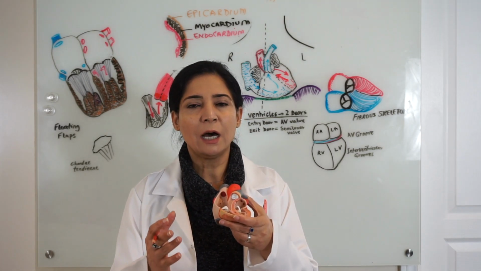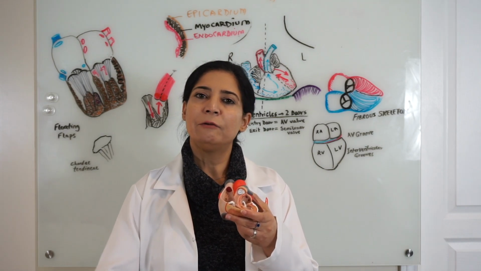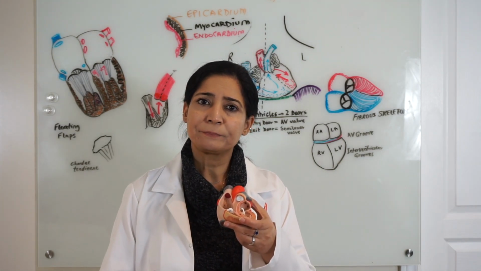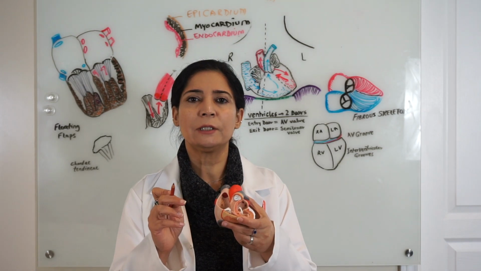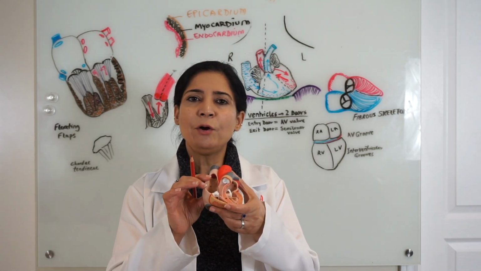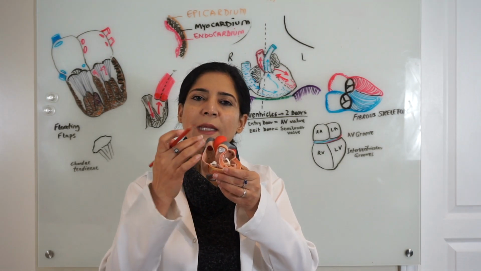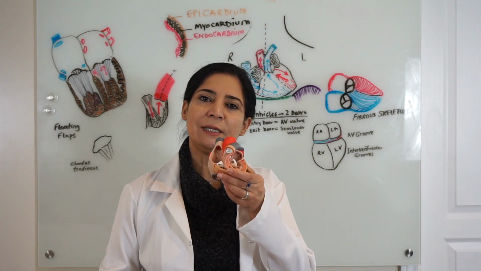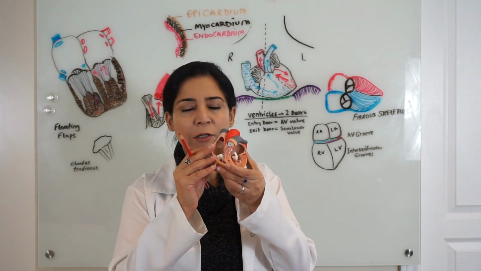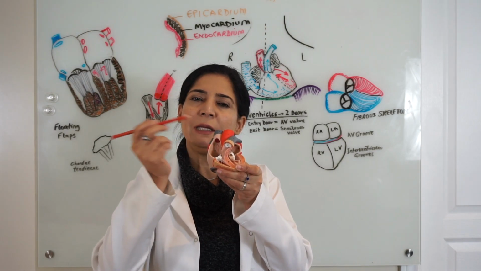Two of these veins are bringing deoxygenated blood from the entire body, and one venous structure is bringing the deoxygenated blood from the heart musculature itself. Okay, so let's have a look. So this is the cavity of the right atrium.